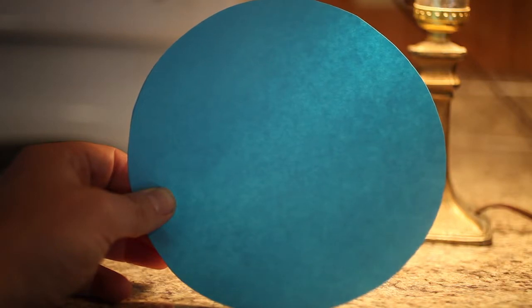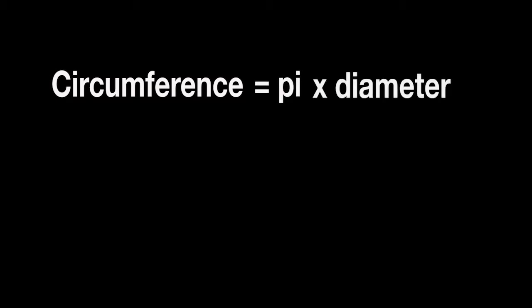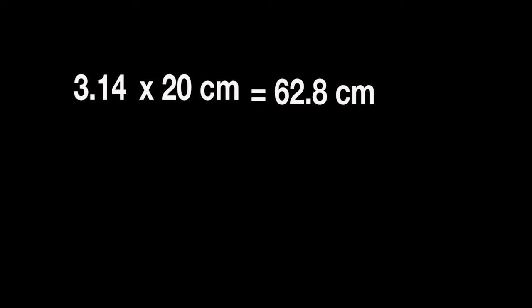So, if we know the diameter of this circle to be 20 centimeters, we can calculate its circumference with the formula circumference equals pi times diameter. When we multiply 3.14 by 20 centimeters, we get a circumference of 62.8 centimeters.